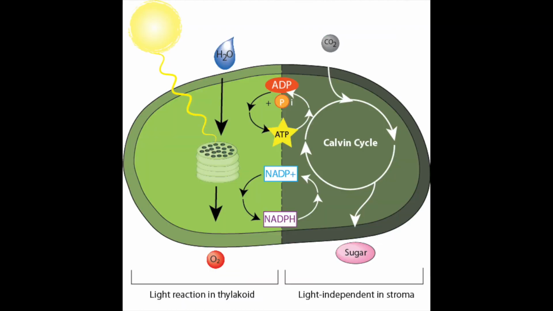6 carbon atoms. The products of the light reaction during photosynthesis will become the reactants used during the dark reactions in order to form carbohydrates.